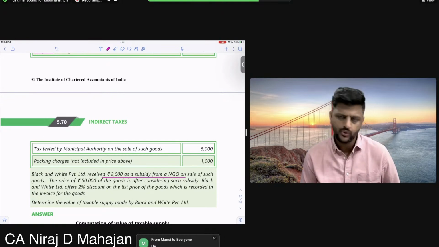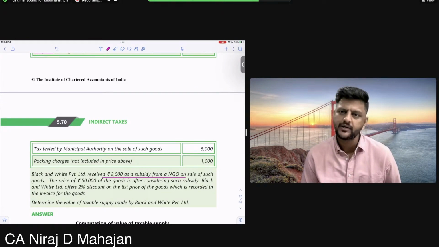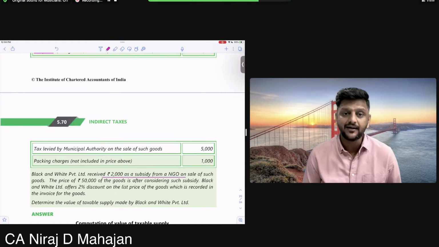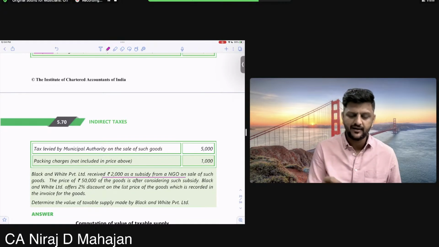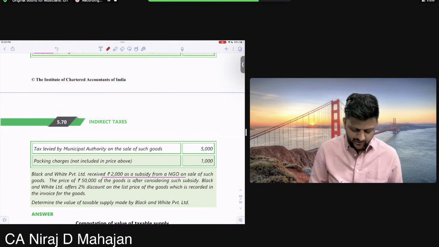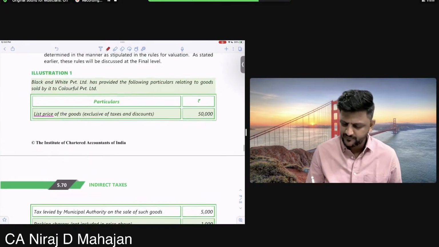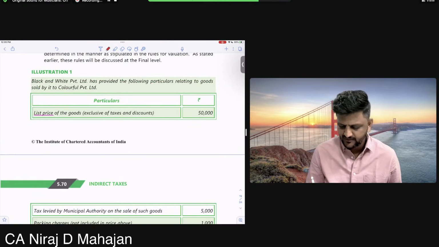Now, Black and White received a subsidy of 2,000 from NGO on sale of such goods. Will we reduce? No. Because it is from NGO, not government. The price of 50,000 of the goods is after considering such subsidy. Add back. Yes or no? The price of 50,000 is after considering such subsidy. So we add back, then.